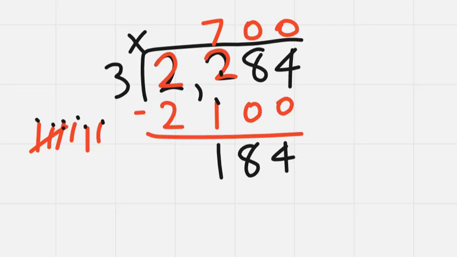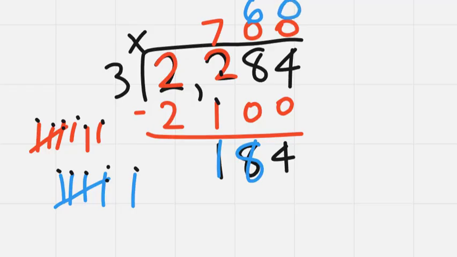Now we divide again, starting back at the beginning of the process. We'll look at the 1, which is less than 3, so we'll look at the number next door, which is 8. And let's count by 3 until we get as close as we can to 18 without going over. 3, 6, 9, 12, 15, 18. We stopped right on the number. That's 1, 2, 3, 4, 5, 6. We'll put the 6 straight up above with a 0 as a placeholder.